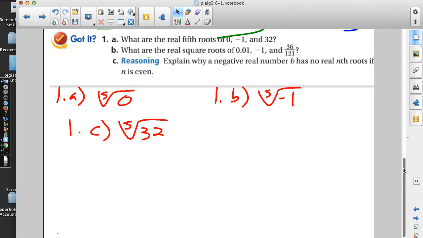Zeros. It's the only option, right? Any root of 0 is 0. That's it. Write down your answer to 1b, the fifth root of -1.